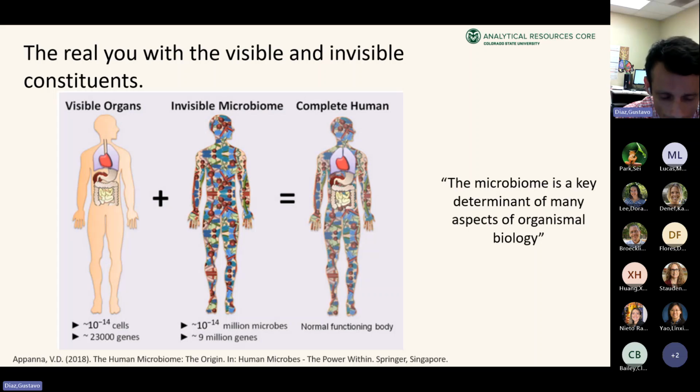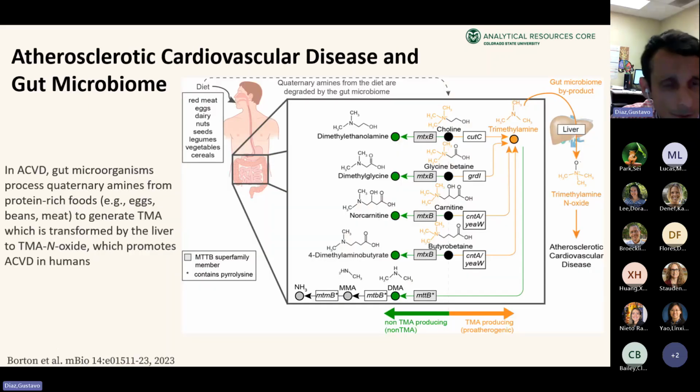And as you might think, the variations in this microbiome have important impact in our health. So just to show one of the examples of the relationship between microbiome and human health and disease is the case of atherosclerotic cardiovascular disease. It's a well-studied example of the relationship of the microbiome and our human health. And this slide that I'm presenting here is from a work recently published by the group of Dr. Whiton here at CSU.